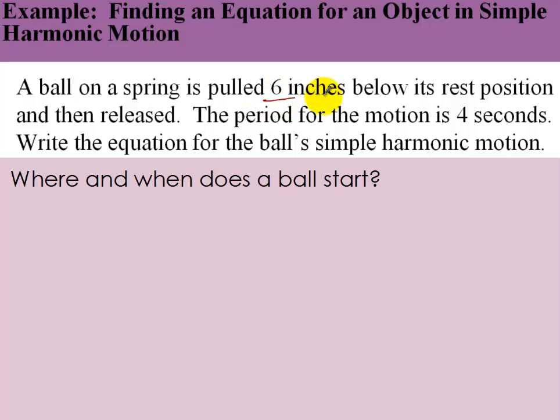A ball on a spring is pulled 6 inches below its rest position and then released. The period for the motion is 4 seconds. Write the equation for the ball's simple harmonic motion.